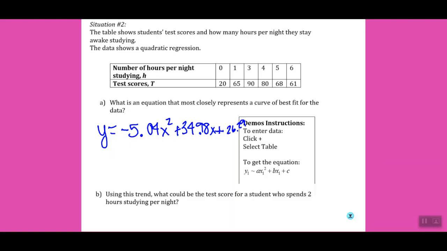Part B, using this trend, what could be the test score for a student who spends 2 hours studying per night? So 2 is in hours, hours was our x, we're going to plug 2 in where the x was. So -5.04 times 2 squared plus 34.98 times 2 plus 26.29.